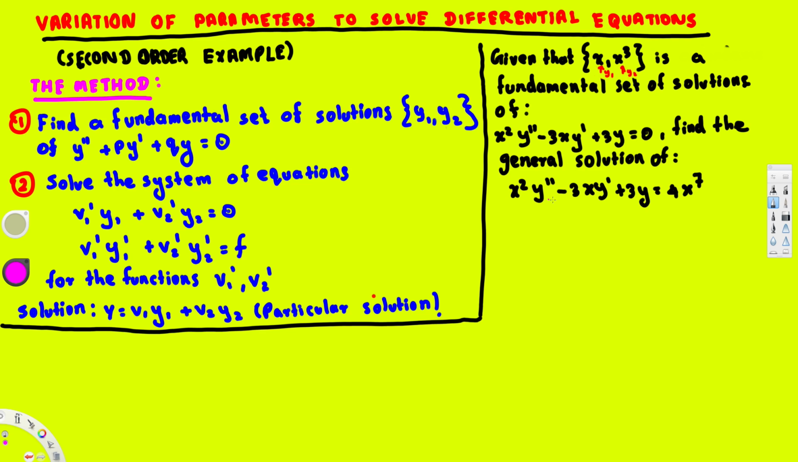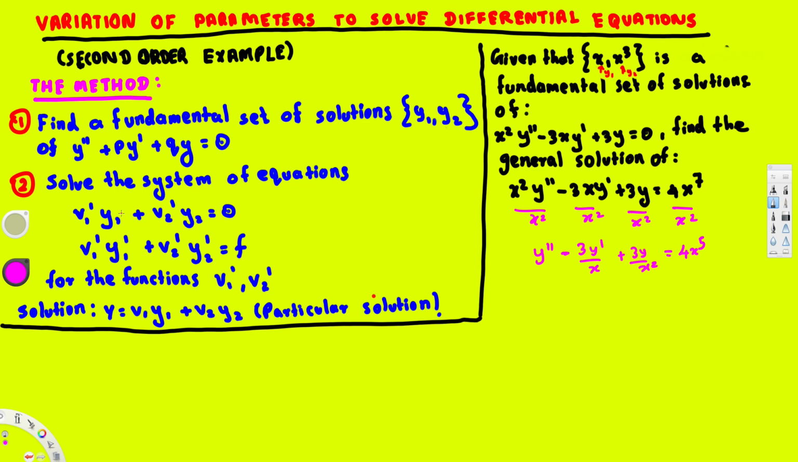To get rid of this one, what we can do is divide everything by x square. Right, so let's go ahead and do that. If we divide everything by x square, this is going to become y double prime minus 3y prime over x, and this is going to become 3y over x square, and on the other side of the equation we are going to have 4x to the power 5. Okay, now this is in standard form.